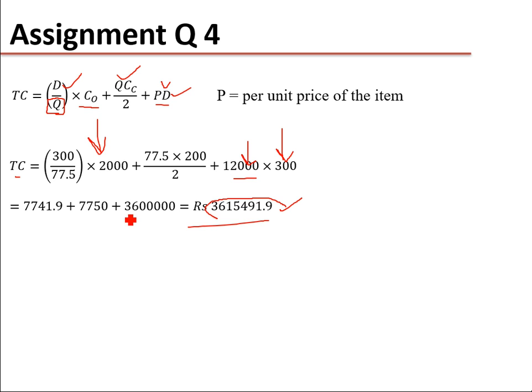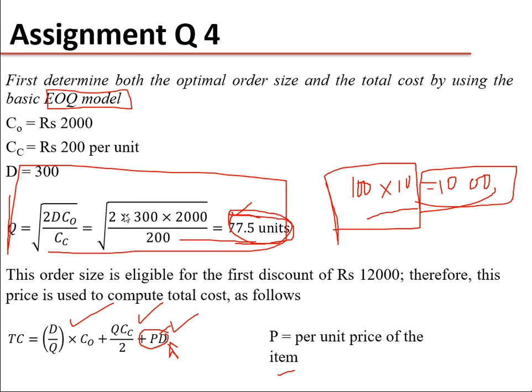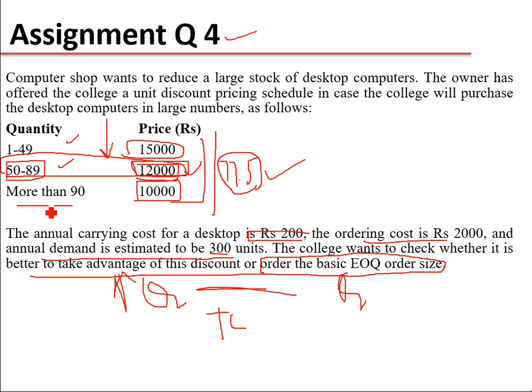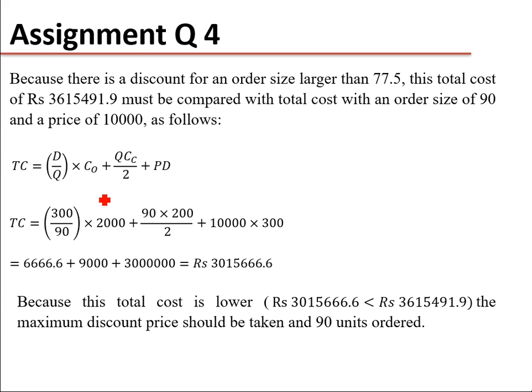Now we can see what will be the total cost if we order 90 units. Okay. So we take that 90 value over there, and product cost we now take as 10,000. Now for this I read for you. Because there is a discount for an order size larger than 77.5, this total cost must be compared with the total cost with an order size 90 and the price 10,000.